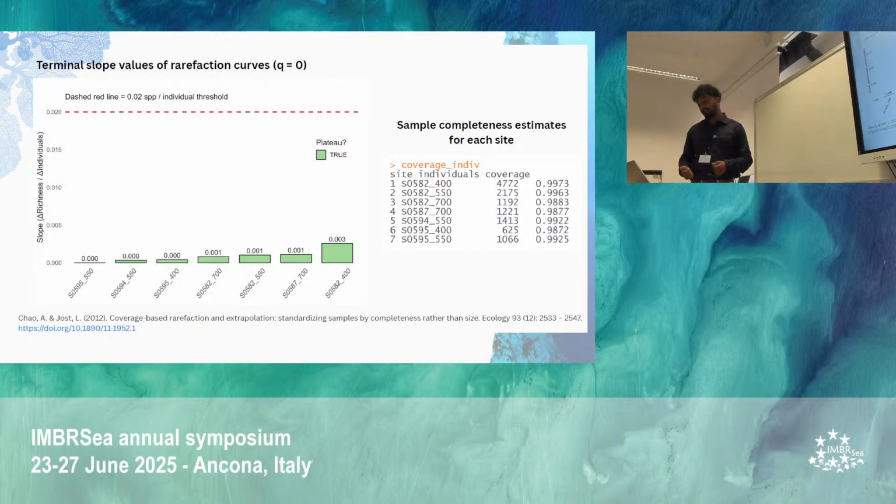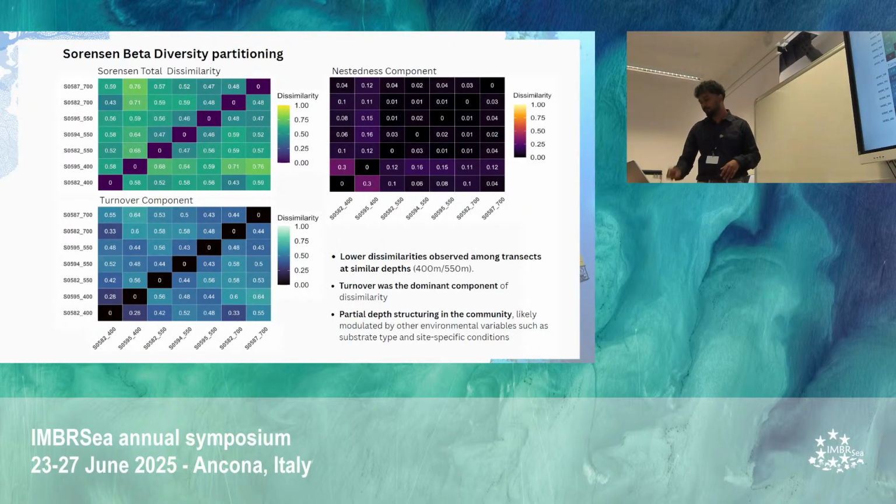I also calculated the sample completeness estimates for each site, and remarkably my values were really high, like 99% and 98%. So it suggests that I have covered almost all the morphospecies that are present in this study area. Here I also investigated beta diversity, especially Sørensen beta diversity partitioning. This is a busy slide, but the take-home message is that I observed the turnover component is the dominant factor compared to the nestedness component.